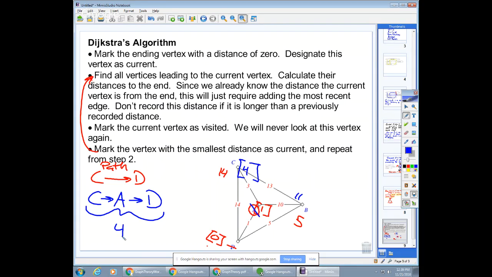So for this, you have to have a weighted graph, which means each edge is worth something. Okay. Maybe it's mileage, maybe it's time. So we want to minimize time or mileage. Maybe it's expense.